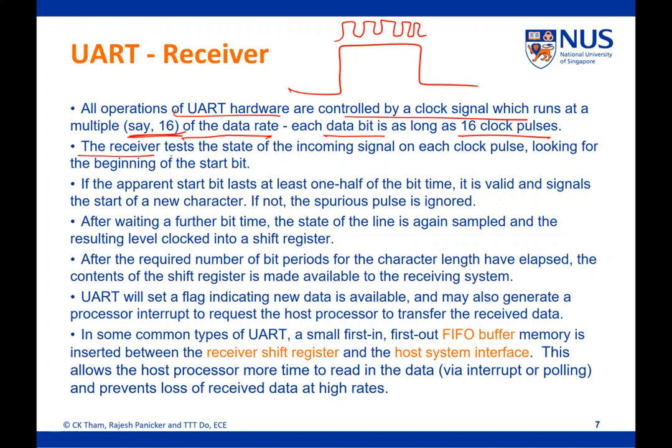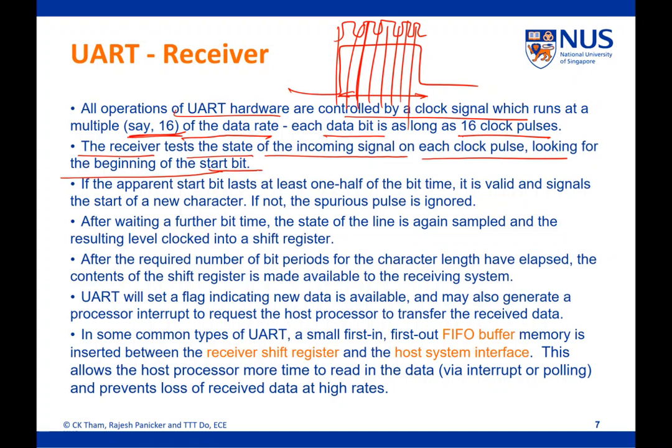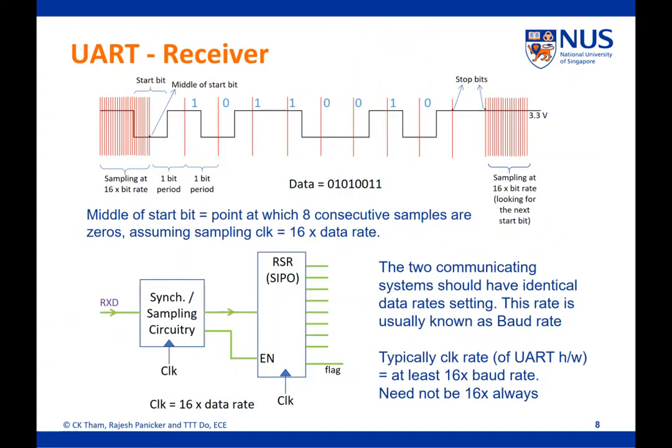So the receiver tests the state of the incoming signal on each clock pulse, looking for the beginning of the start bit. The receiver will keep looking at the incoming data very fast, 16 times during the bit period. This is what we call one bit period, the time for one data bit, and it looks for the beginning of the start bit.